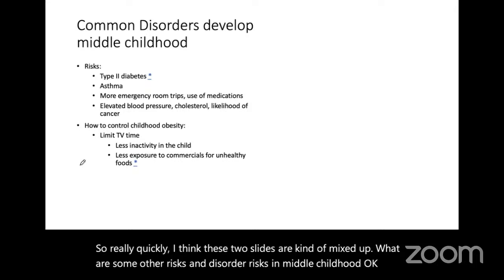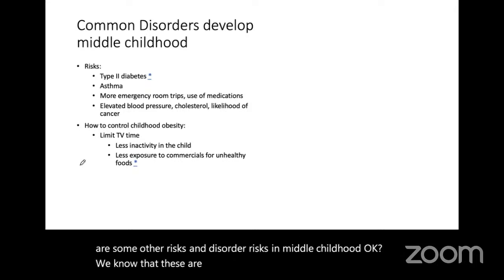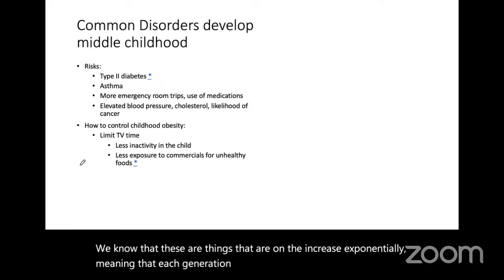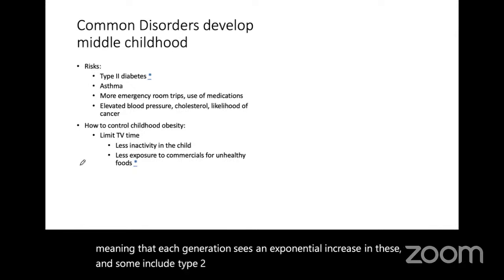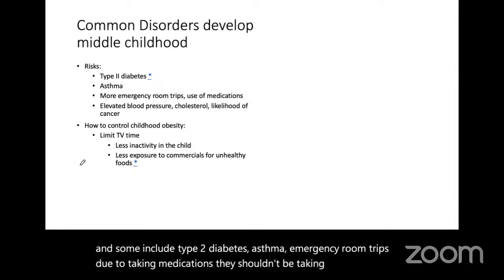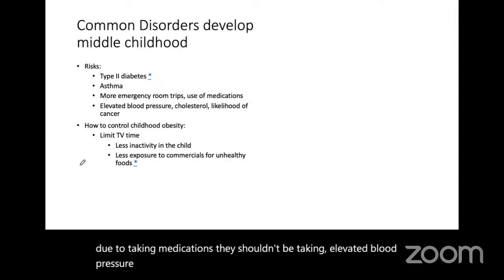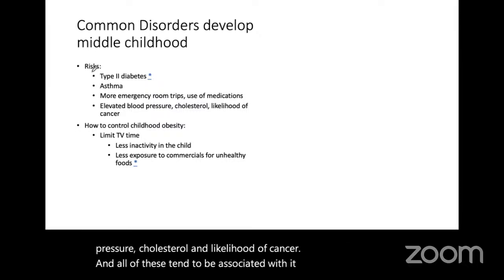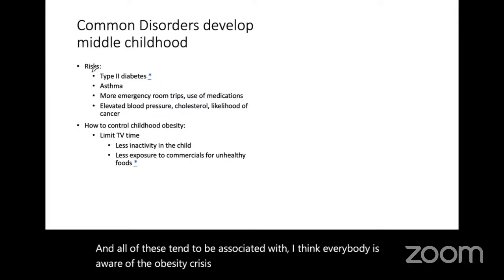We know that these are things that are on the increase exponentially, meaning that each generation sees an exponential increase in these, and some include type 2 diabetes, asthma, emergency room trips due to taking medications they shouldn't be taking, elevated blood pressure, cholesterol, and likelihood of cancer. And all of these tend to be associated with, I think everybody is aware of, the obesity crisis here in the United States.